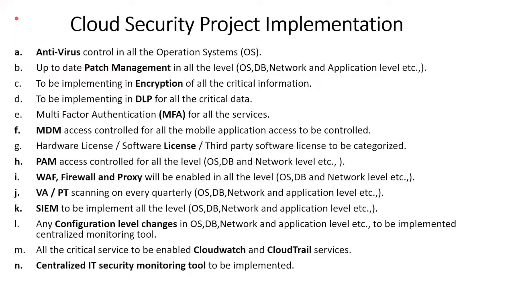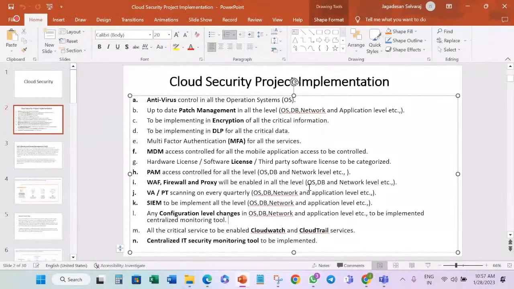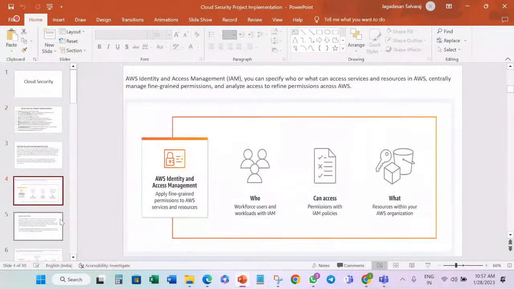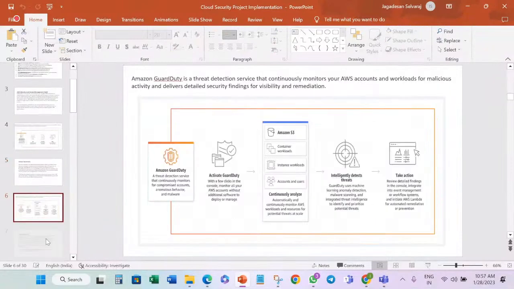SolarWinds covers OS level and network level. But whether DB level and application level are covered, I think that is very complicated, but it's a correct answer. Yes, it is possible, a tool is there. Amazon is providing Config. AWS Config is a service available.